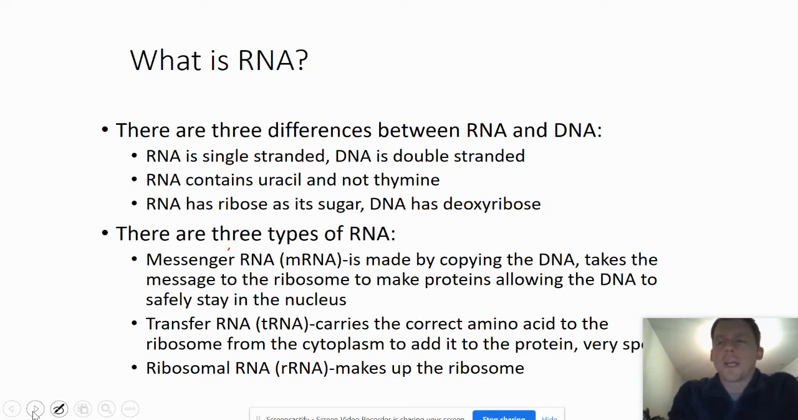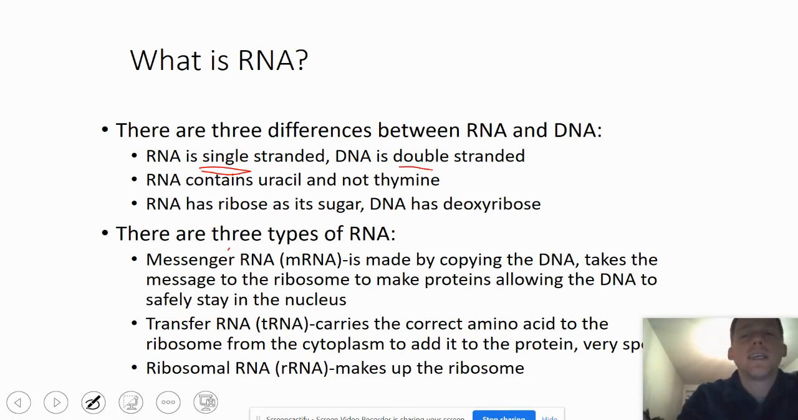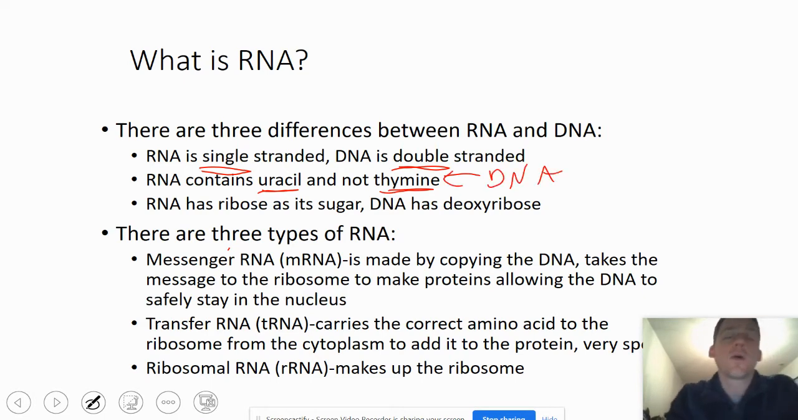So first of all, what is RNA? We went over this yesterday, but just to review and to make sure you have it in your notes, RNA is single-stranded, whereas DNA is double-stranded. RNA contains the base uracil instead of thymine. Thymine is what DNA has, but RNA doesn't have thymine, it just has uracil. The other bases are the same, the A and the C and the G. That is not different. The only thing that's different is the T. The sugar in RNA is called ribose, hence the R, and DNA has deoxyribose, hence the D.